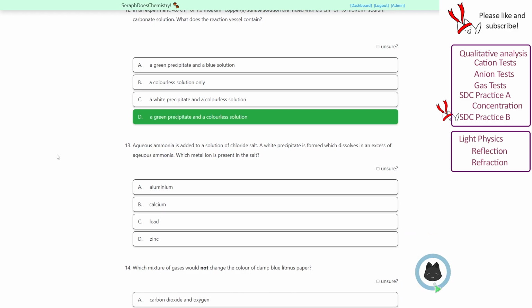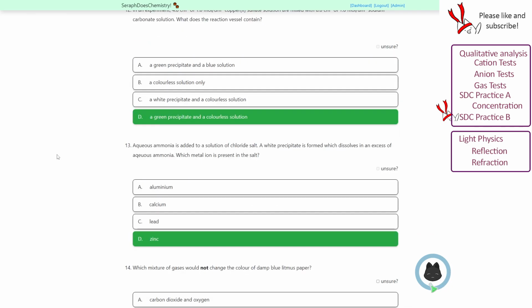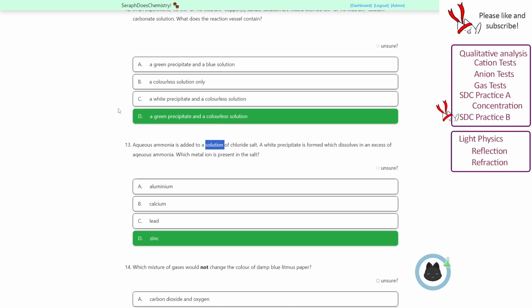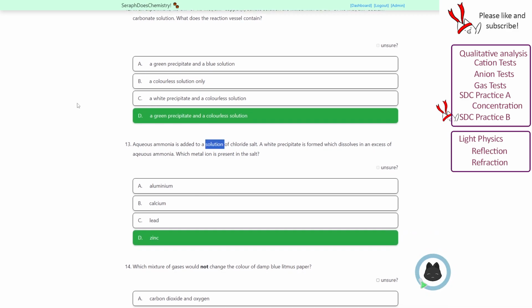So according to your notes, yes, because only zinc can be dissolved in excess. In this case, it cannot be silver, it cannot be lead, because they will not form a solution. They will form a bunch of PPT. Make sense? Okay.